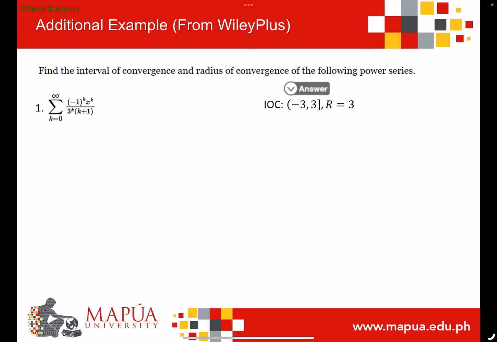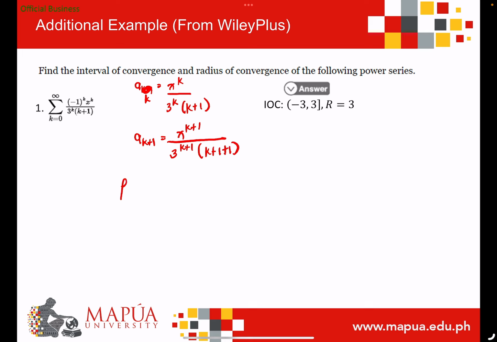Let's have additional examples. Find the interval of convergence and radius of convergence for the following power series. So your a sub k is x raised to k over 3 raised to k times k plus 1. And our a sub k plus 1 is x raised to k plus 1 over 3 raised to k plus 1 times k plus 1 plus 1.